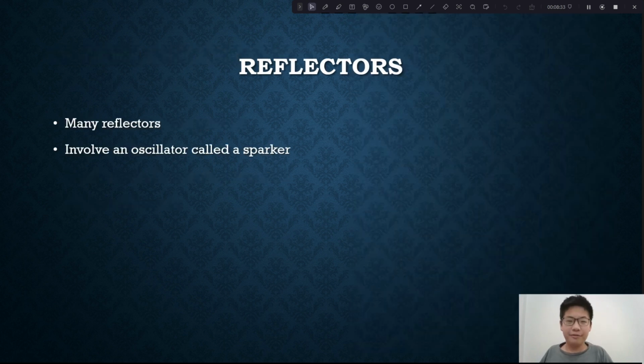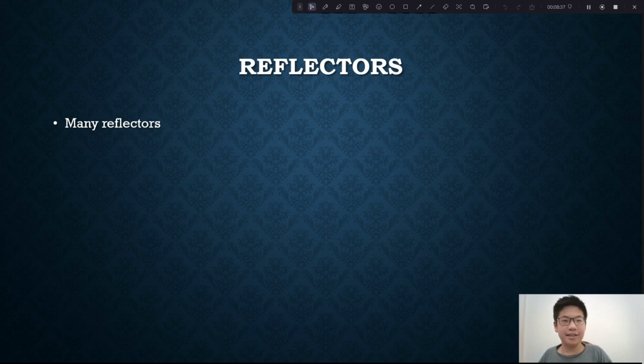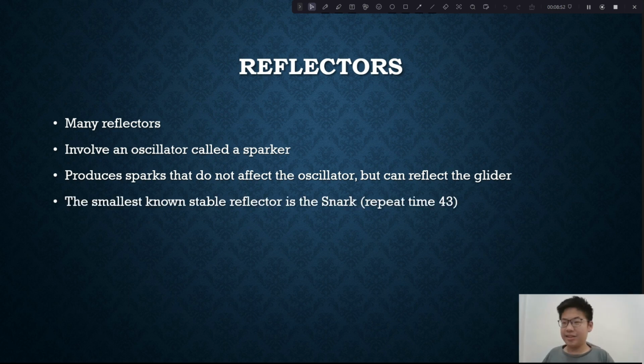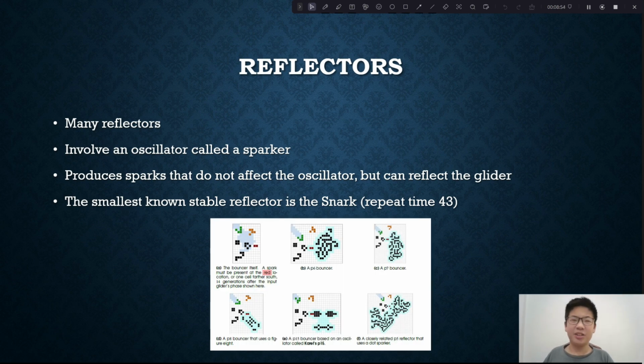Now, what about reflectors? If you want to reflect the glider or the glider signal, you need to use reflectors, and there are so many of them that you can't count. Usually they involve an oscillator called a sparker, and they do not affect the oscillator but can potentially reflect the glider. Stable reflectors are very hard to find, and the smallest known is called the snark. It's quite a fun thing to do.